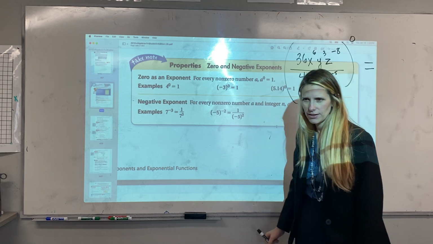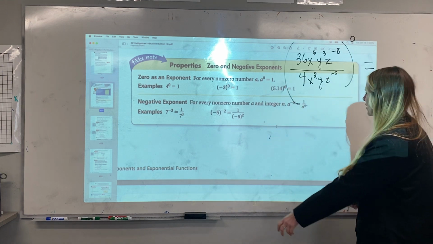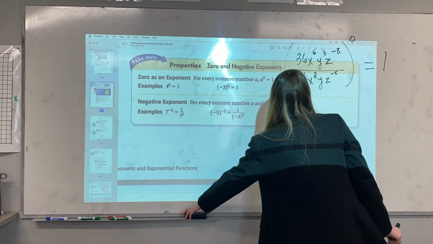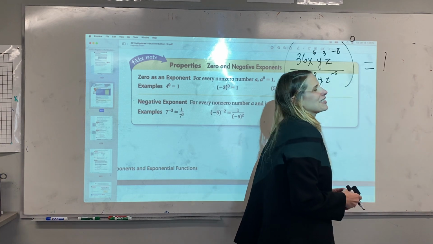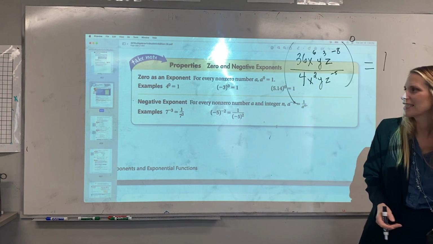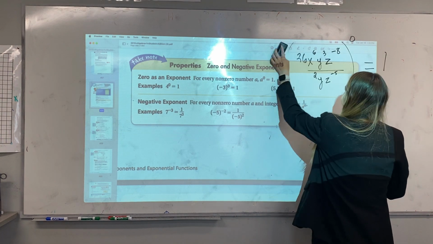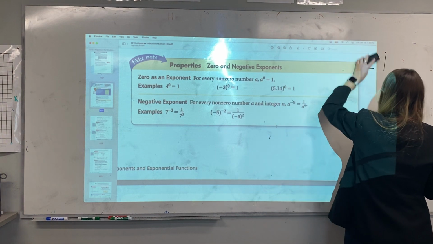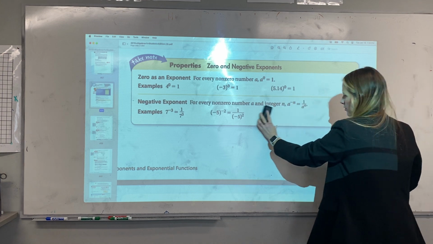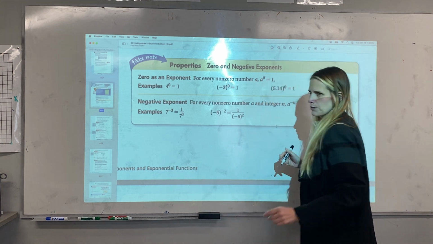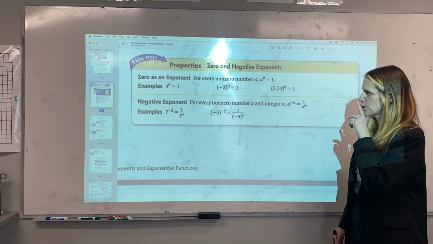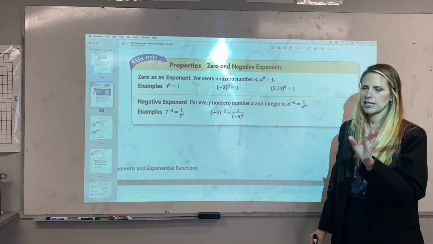What's the answer? 1. Very good. Why? Because of the 0 exponent. Anything to the 0 power is 1. That's the super easy one.